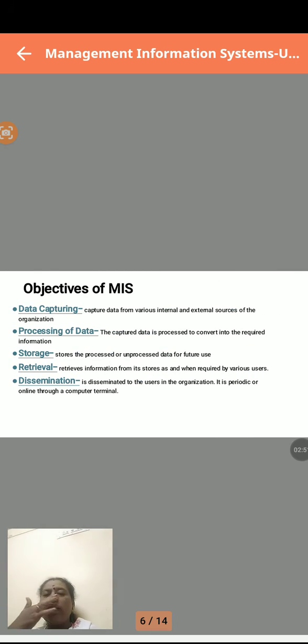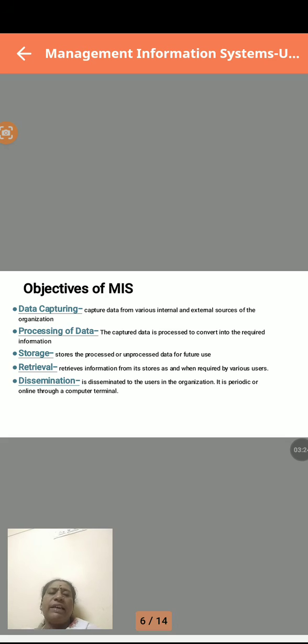And then objectives of MIS. What are the objectives of MIS? We have so many objectives, and here I am listing some objectives: data capturing, processing of data, storage, retrieval, and the last one is dissemination. Data capturing means, as I already told, we have to collect the data from internal or external sources. It may be the company or it may be the user. We can collect the data by offline or internet online methods.